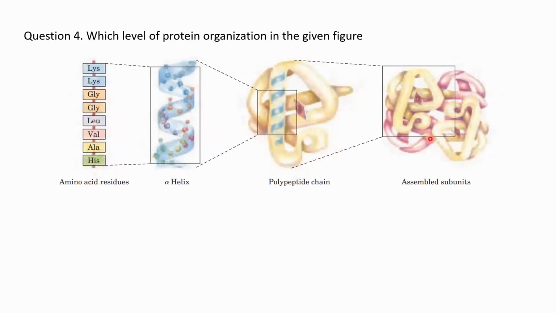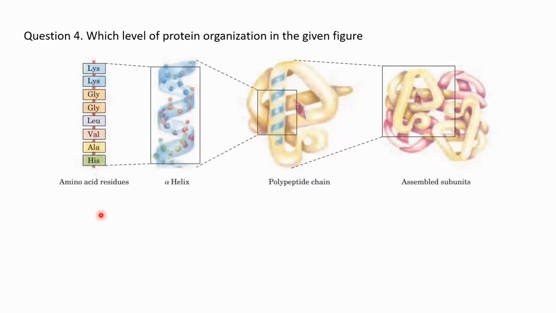And fourth is the assembled subunits. So we know that the chain of amino acid residues is represented by the primary structure of the protein. Alpha helix represents the secondary structure of the protein. A particular 3D configuration of the polypeptide chain is represented in the tertiary structure of the protein, and different subunits assemble to give the quaternary structure of the protein.